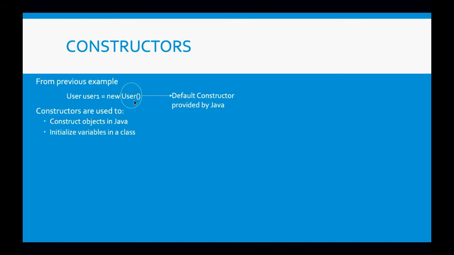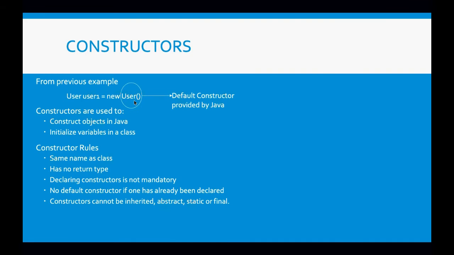What are constructors? Constructors are not methods, but they are a code block in our Java class that is used to construct objects. So how you want your object to look, that is what will be put in your constructors. It's also used to initialize variables in your class. So it has some rules. It should be the same name as the class. As you can see, this class is called user, and this constructor is also called user. It needs to be the same name as the class.